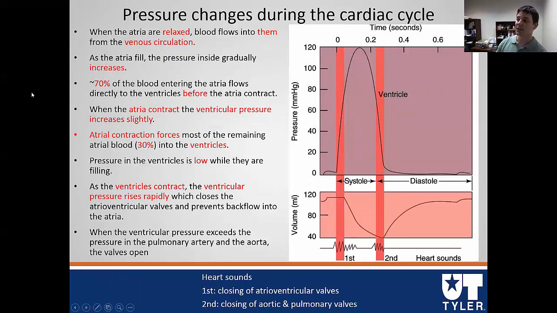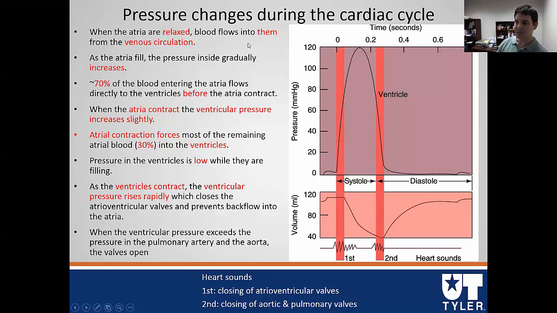So let's look at the pressure changes and how we move blood flow between the atria and ventricles. Okay? So during the cardiac cycle, pressure in the heart will rise and fall based on relaxation and contraction of the muscles.